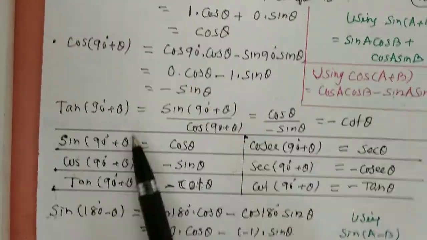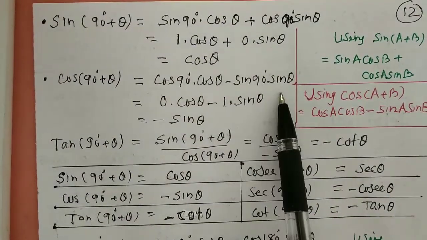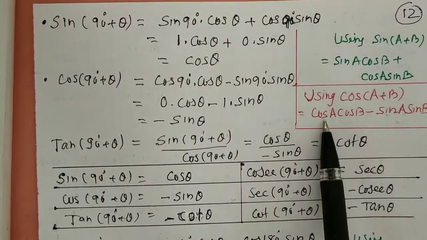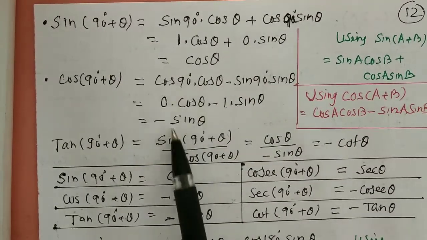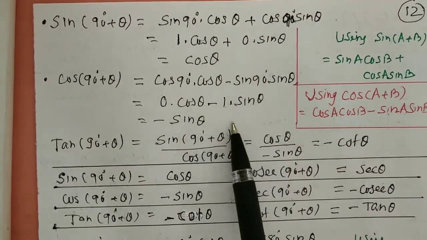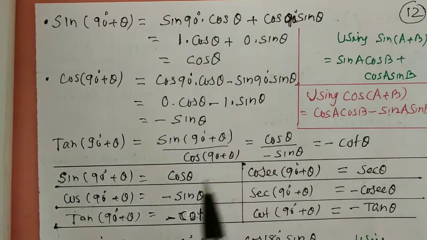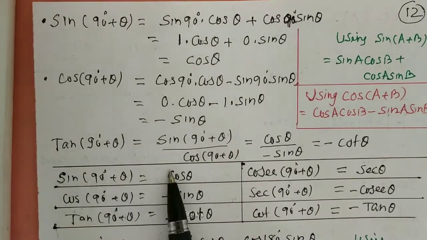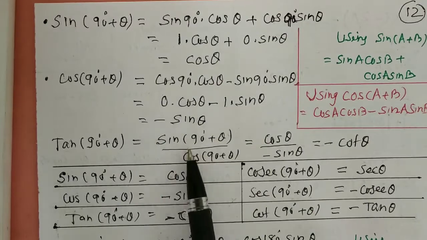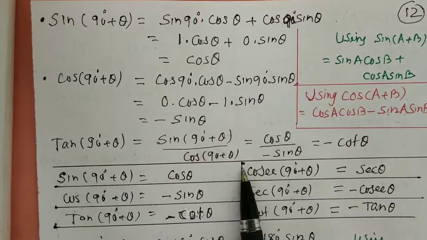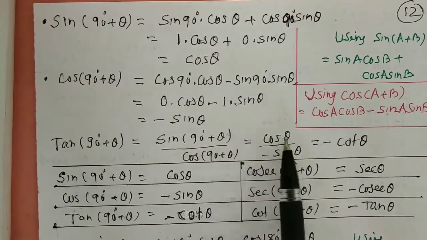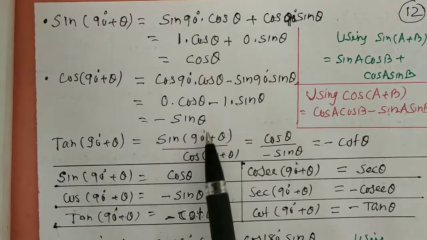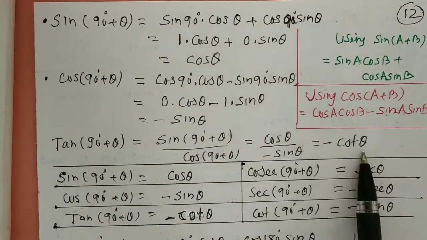Now cos 90 plus theta: use the formula cos A into cos B minus sine A into sine B. Put the value of cos 90 as 0 and sine 90 as 1. So this is minus sine theta. To find tan 90 plus theta, divide sine 90 plus theta by cos 90 plus theta. The value of sine 90 plus theta is cos theta, and minus sine theta you have got, so this is minus cot theta.